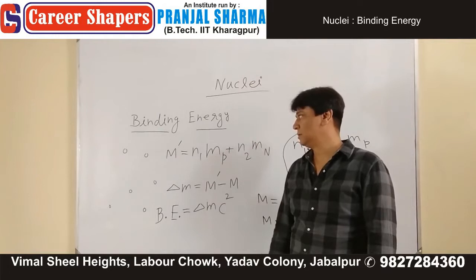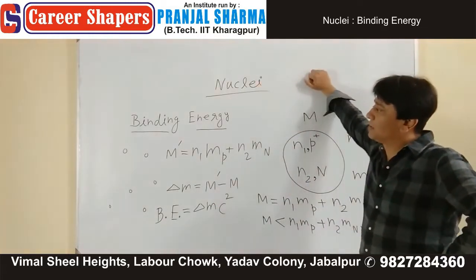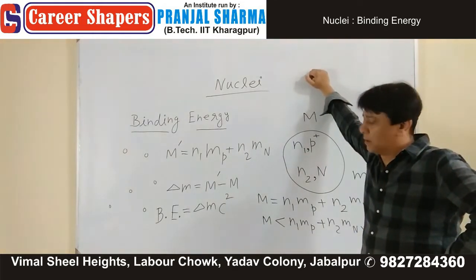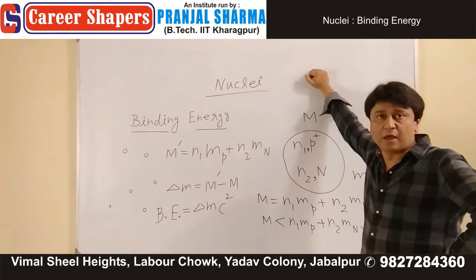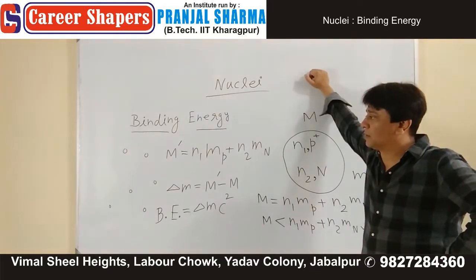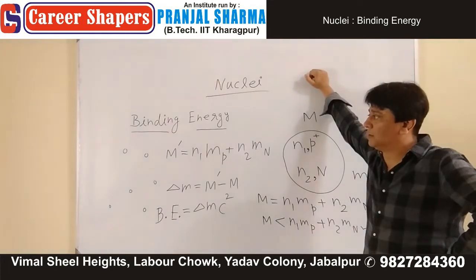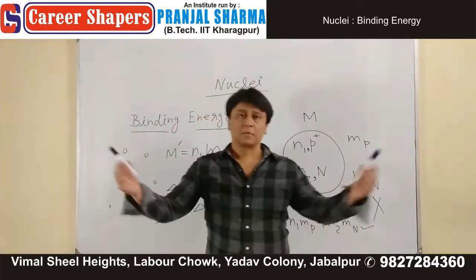M dash is the total mass of all the nucleons when they are well separated, that is, they do not interact with each other. Infinite separation.